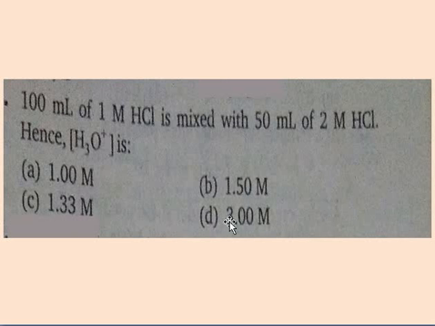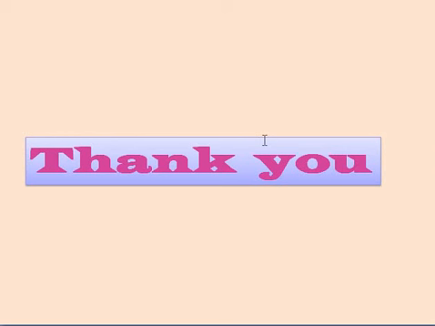And the second one: 100 ml of 1 molar HCl is mixed with 50 ml of 2 molar HCl. Hence, the concentration of H3O plus is each. These two questions are similar to each other and also to the first question, where blue litmus turns red in a certain medium. Use the N1V1 formula and the concentration formulas and calculate the correct answer. Thank you.